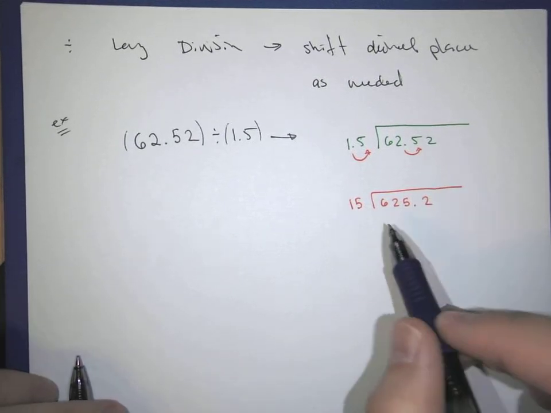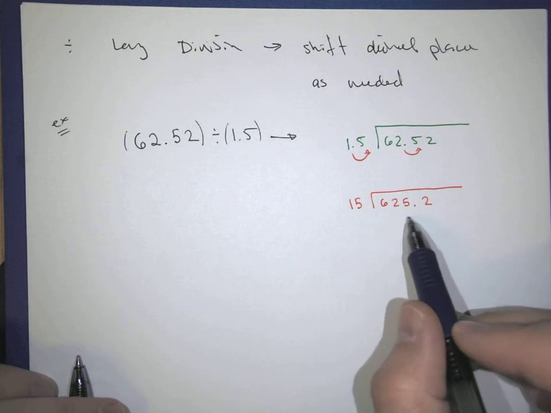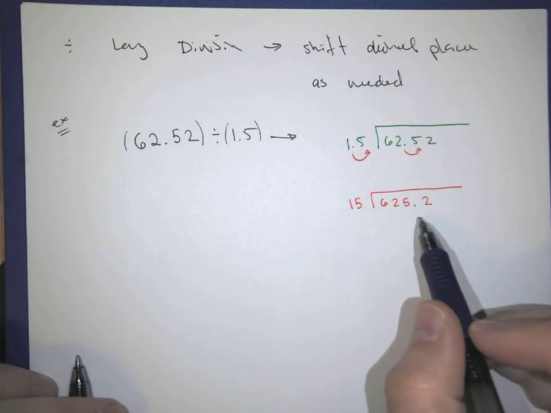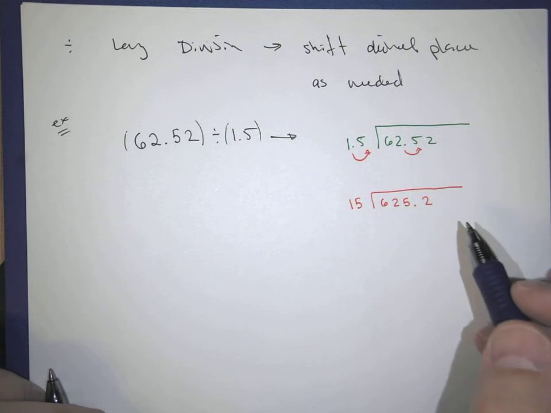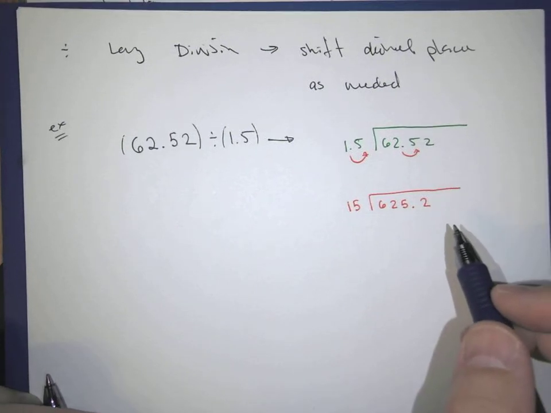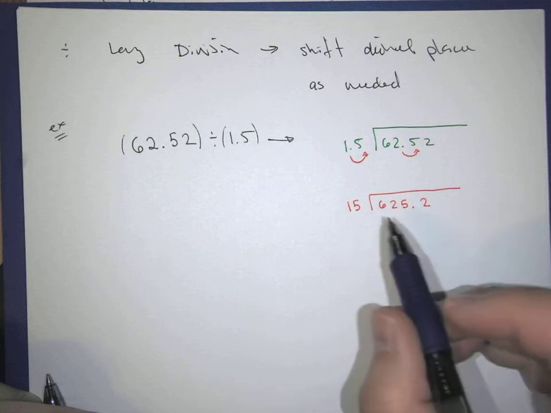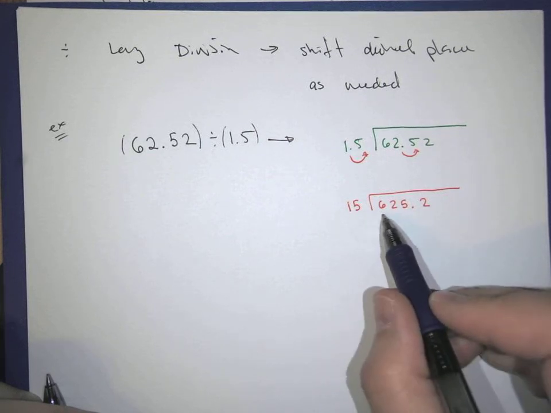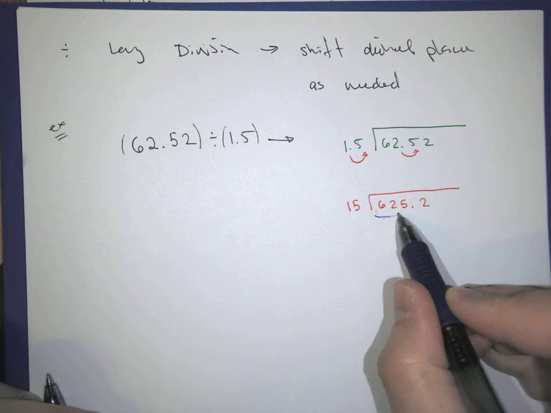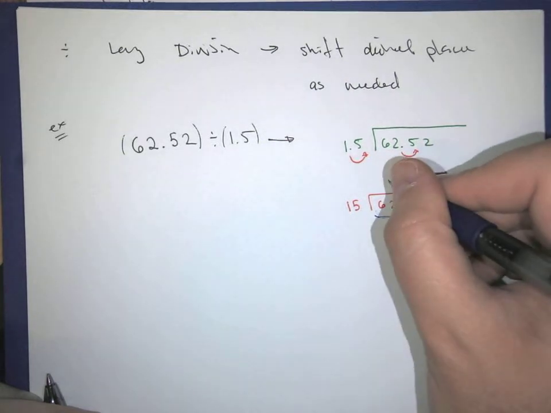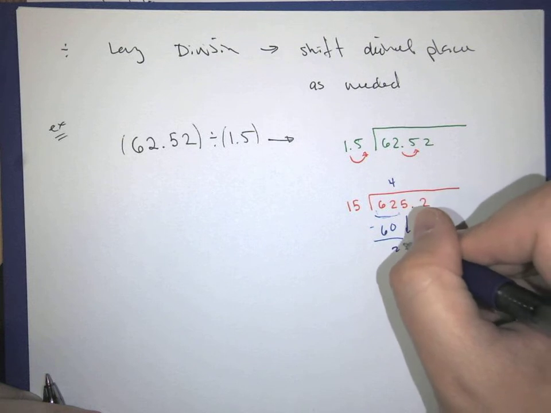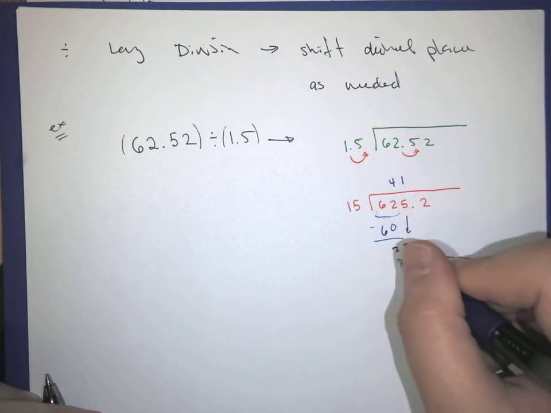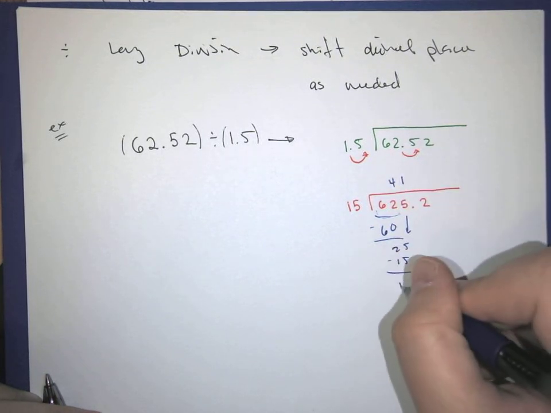So this is equivalent mathematically to 15 going into 625.2. That's what we're going to work with. We're just going to do that problem instead, and the answer is going to be the same. We're not going to have to do any sort of conversion at the end of it. 15 does not go into 6, but it goes into 62. It's going to go in there 4 times. That would be 60. If we subtract, we get a 2. Bring this down, 25. Go in there once, 15. So that's going to give us 10.